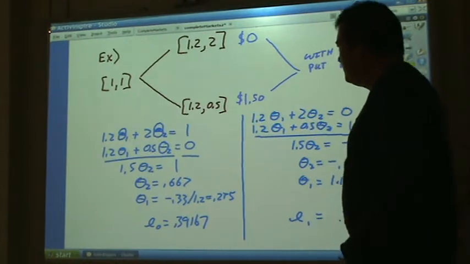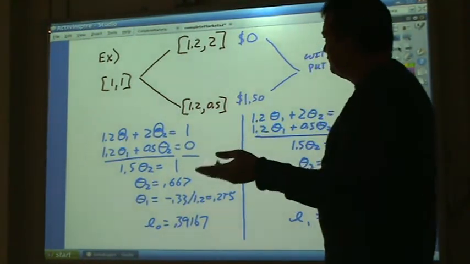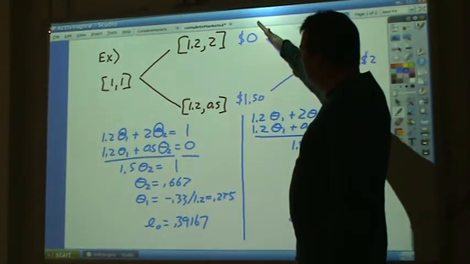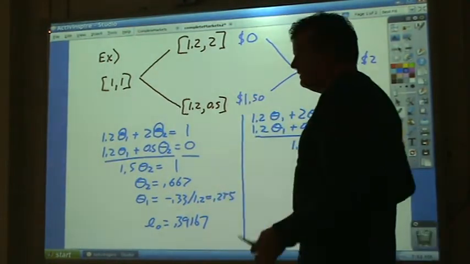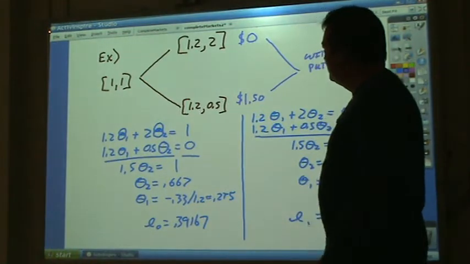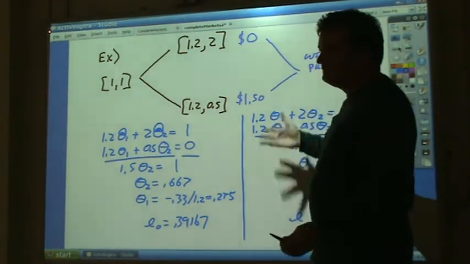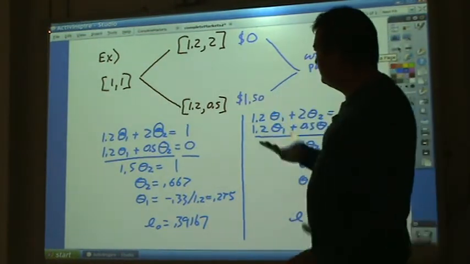So a put option with a strike price of $2 is a particular payout where you get 0 here and $1.50 here. We could set these numbers to anything and I can price it. I could come up with a price to get any payout you want. You could make this $3 and this $8. You could make these numbers any number you want, and I'll be able to figure out how much we have to pay today to get that payout.